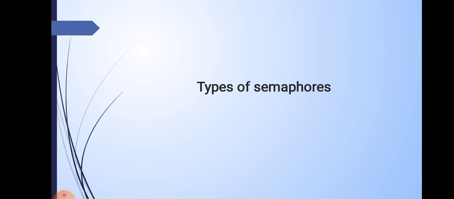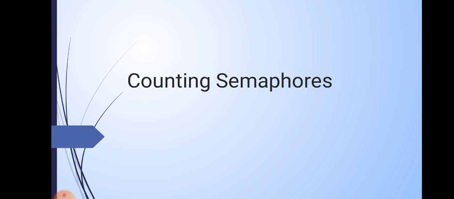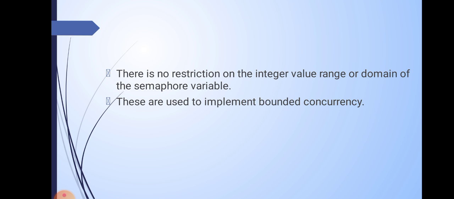Now I will explain the types of semaphores. So what are the types of semaphores? There are two types: counting semaphores and binary semaphores. So what is a counting semaphore? A counting semaphore can take positive integer values, or it ranges over an unrestricted domain.